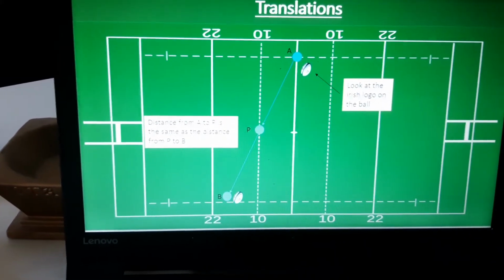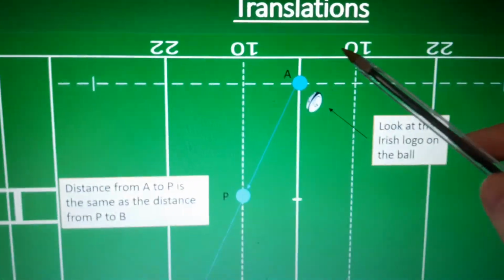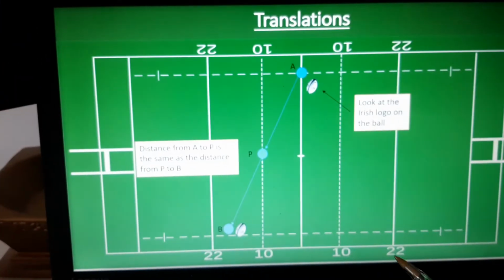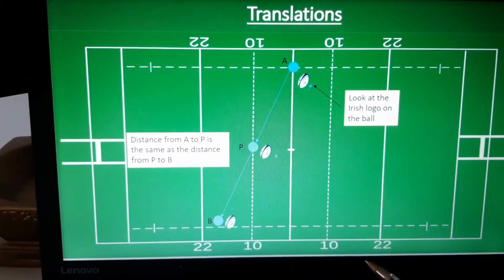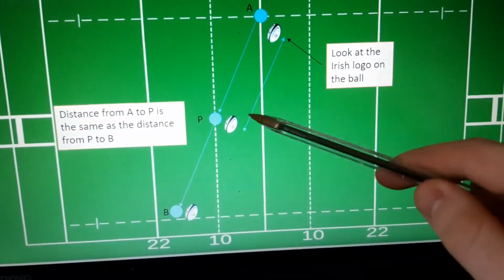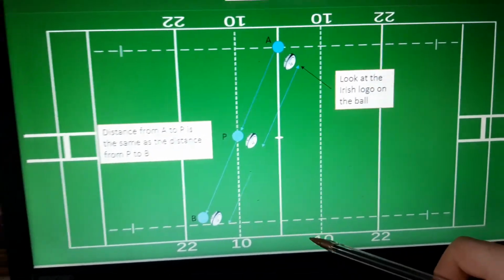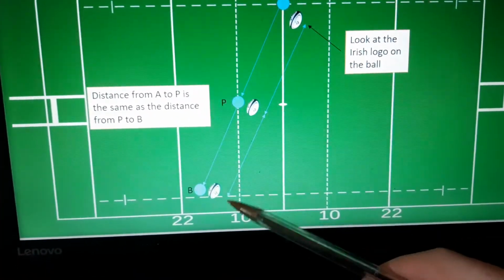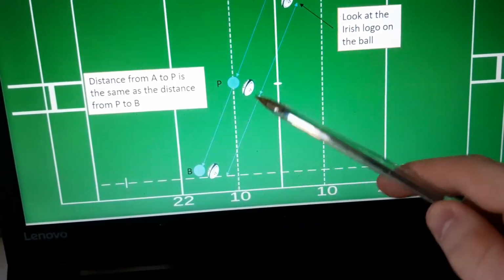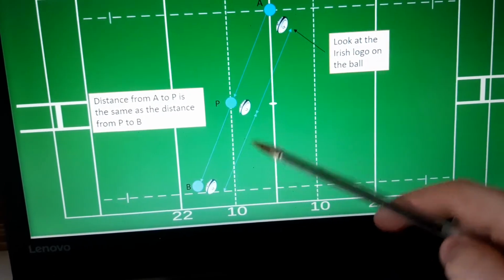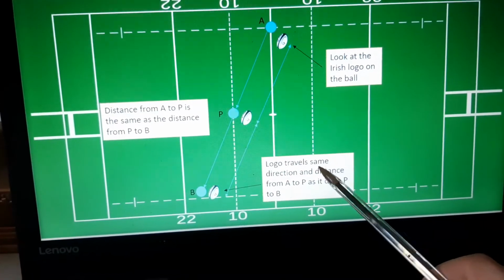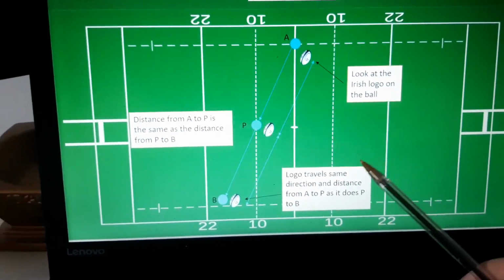So we're going to take a point on the ball. We're going to take, zoom in here, the Irish logo. So look at the Irish logo. It moves that distance there. We'll just say that distance is 10 meters. We can see here that the Irish logo there and Irish logo there is also a distance of 10 meters. So it's moved in the same direction and it's moved the same distance. And that's how I'd explain that question.